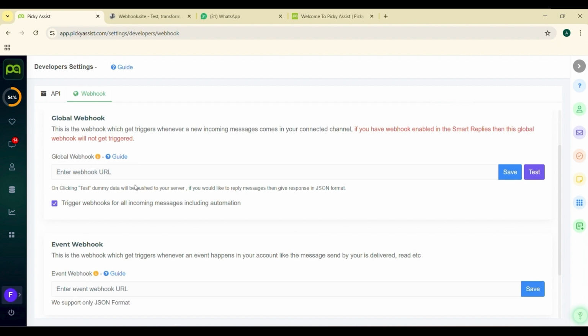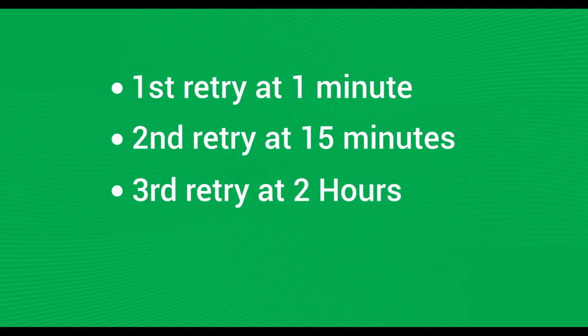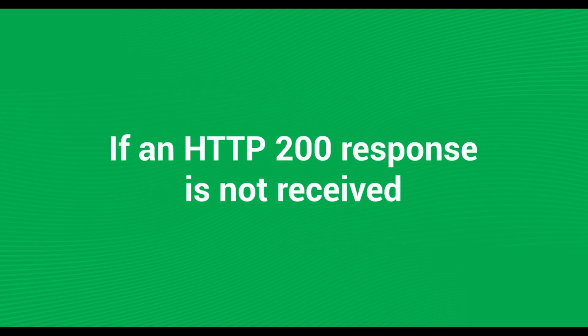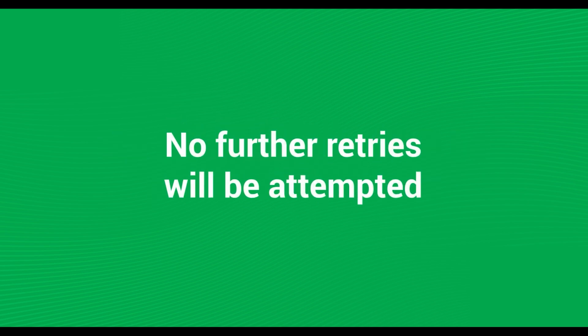Picky Assist also supports retry logic. If your server does not respond with an HTTP 200 status within 180 seconds, the system will retry sending the webhook event to ensure no critical updates are lost due to temporary failures. The system will retry as per the below cycle. First retry at 1 minute. Second retry at 15 minutes. Third retry at 2 hours. Fourth retry at 6 hours. If an HTTP 200 response is not received even after the fourth retry, the webhook event will be permanently retired and no further retries will be attempted.